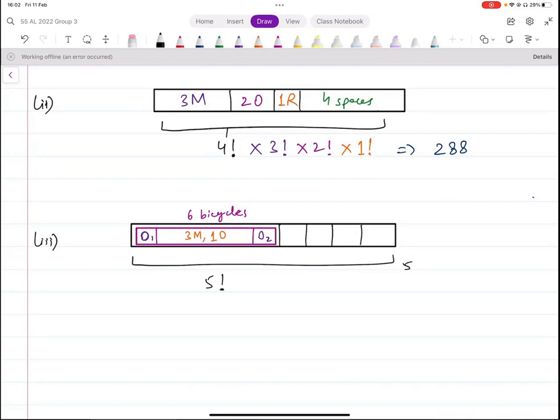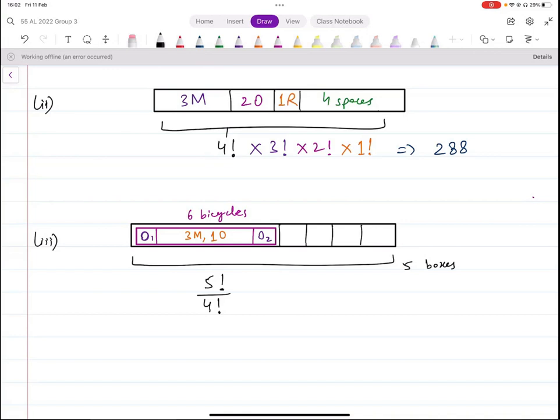Or do we need to have something else as well? All the empty spaces are identical, right? All the empty spaces are identical. So we divide by 4 factorial.